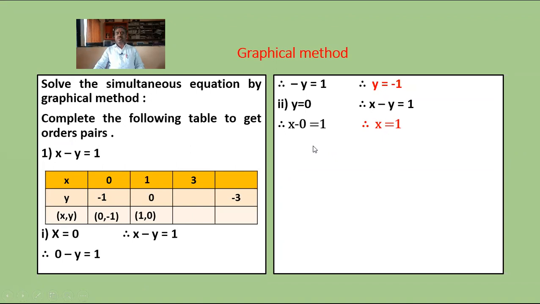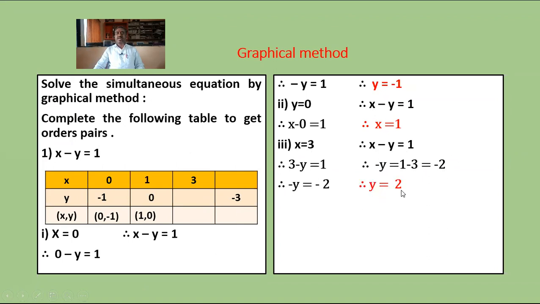For the third coordinate point, given x is equal to 3, find the value of y. Substitute x is equal to 3 in this equation. 3 minus y is equal to 1. 3 goes to the RHS, then we get minus y is equal to 1 minus 3, which is minus 2. Minus sign on both sides, then we get y is equal to 2. Therefore, the coordinate point is (3, 2).